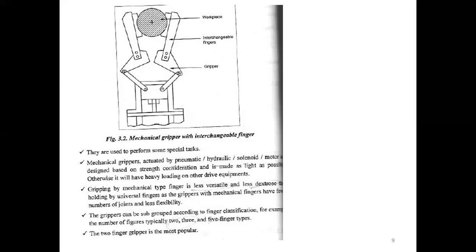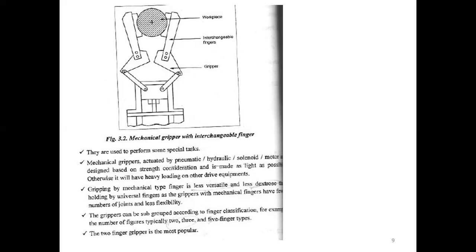Mechanical grippers are actuated by pneumatic, hydraulic, solenoid or motor, and are designed based on strength considerations and made as light as possible. Otherwise, it will put heavy loading on other drive equipment. Gripping by mechanical fingers is less versatile and less dexterous. Grippers with mechanical fingers have few joints and less flexibility.